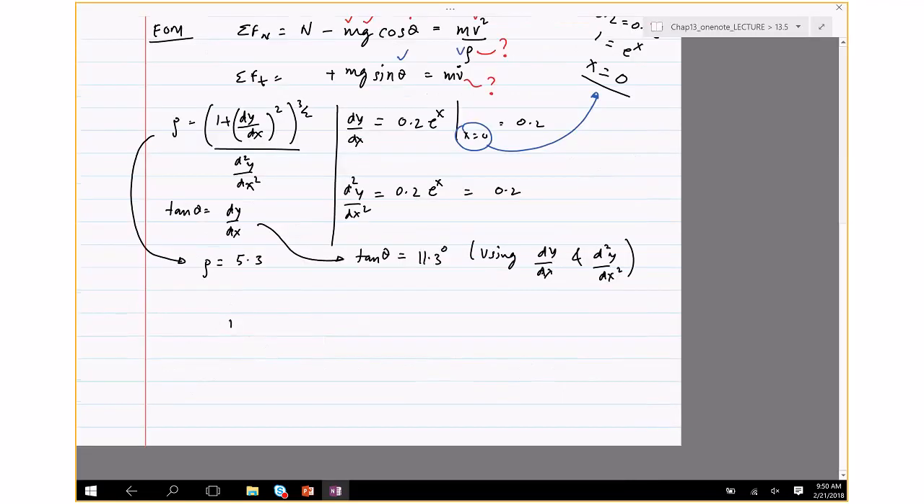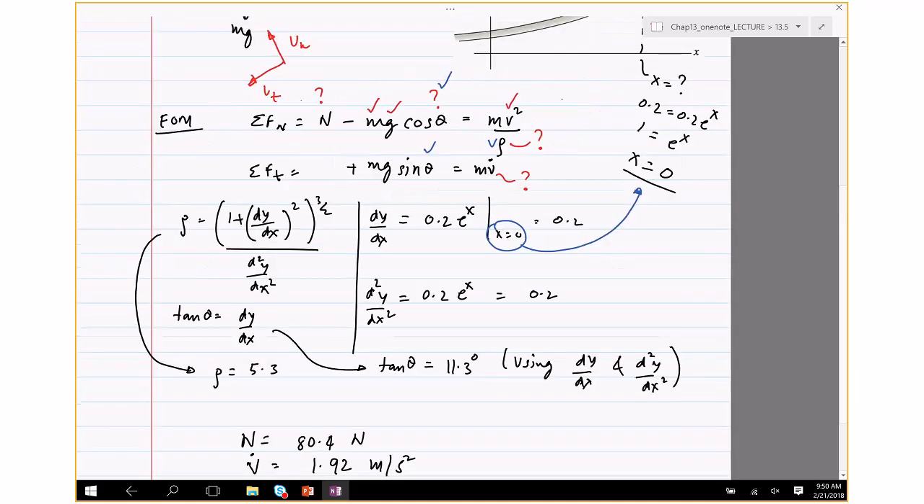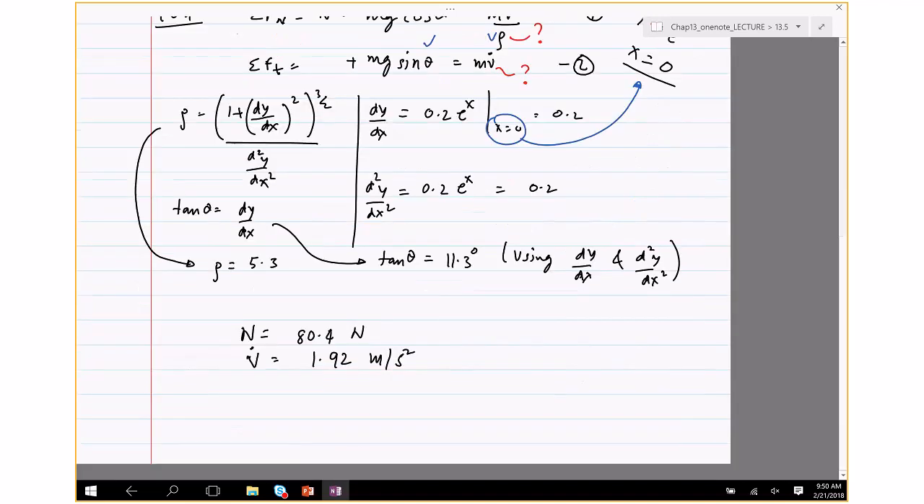N is 80.4 newtons and v dot is 1.92 meters per second squared. Let me call these 1 and 2, from 1 and 2.